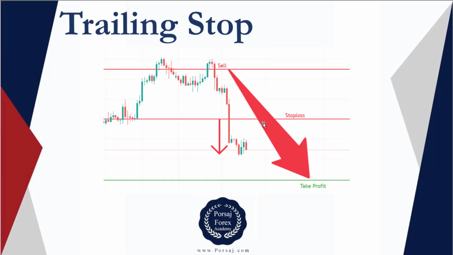In a sell trade, the trailing stop loss tracks the downward price movement, continuously adjusting as the price descends. This process persists until a trend reversal occurs, causing the price to reach the trailing stop, triggering its activation.